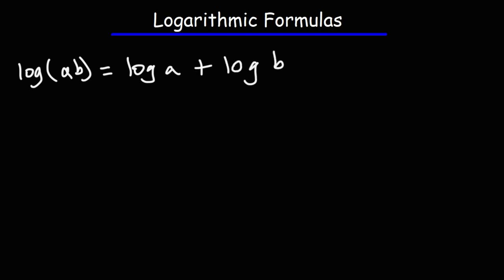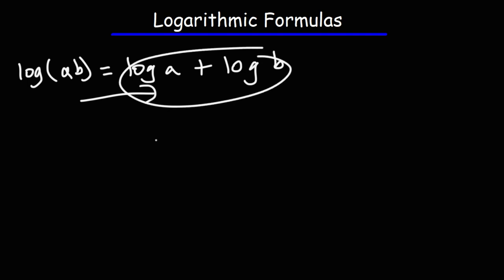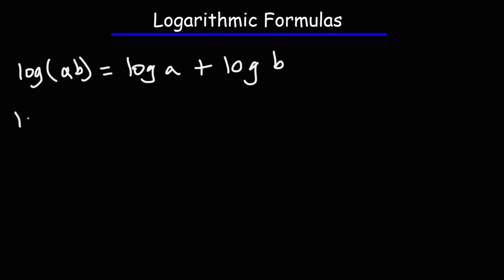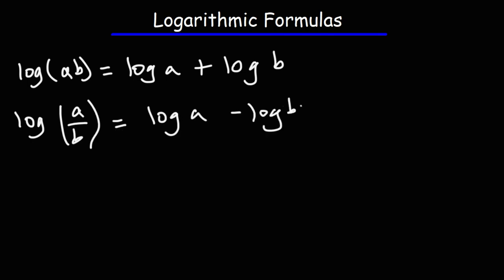This formula is useful anytime you need to expand a log into two logs, or if you need to condense two logs into a single log. The next one is log A over B is equal to log A minus log B. The application is the same as the first one. It's useful whenever you need to expand or condense logarithms.